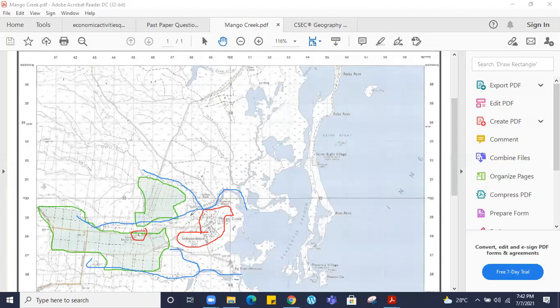On the map, you can see that the Mango Creek tributaries are running on either side of the permanent cultivated area, which gives it a reliable supply of water or irrigation for the crops. Everybody understand that?